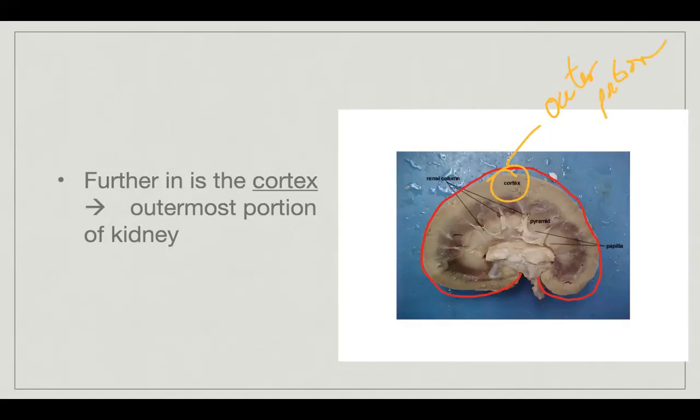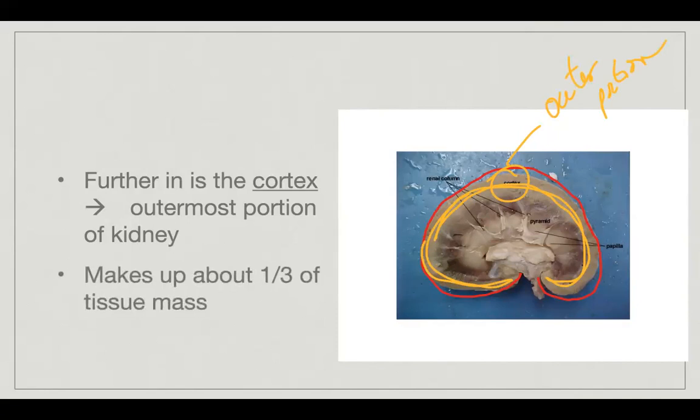So in the next chapter, when I start talking about the nervous system and the cerebral cortex, it's going to be the outer portion of the brain. So just in medical terms, cortex is the outermost part. So this grayish brown area you see on the outside, that's the cortex. And that makes up about 1/3 of the tissue mass of a kidney. Now, let me erase that.